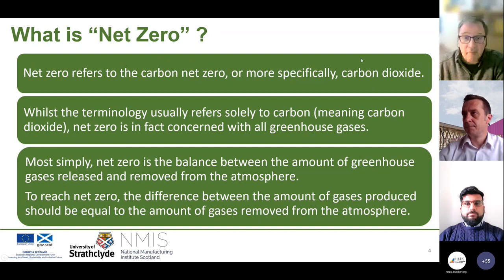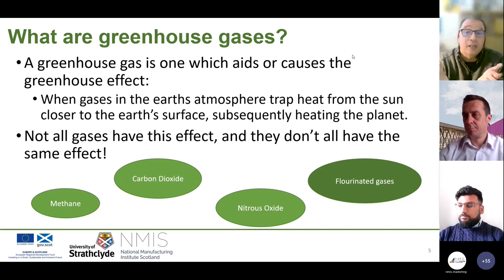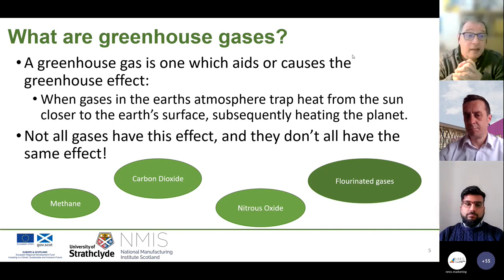All right. And the greenhouse gas, just by definition, it's one which aids or causes the greenhouse effect. That doesn't really help much, does it? That just repeats the same sentence in another way. But it's really gases which get trapped in the atmosphere and lead to increasing the heat of the planet. So hence why we refer to it as the greenhouse. Not all gases up there have this effect, and they are not all the same. So methane, nitrous oxide, fluorinated gases can have a bigger impact than carbon dioxide. So in the previous webinars, we went into detail showing how we actually compare the output from methane in relation to how many units of carbon dioxide.